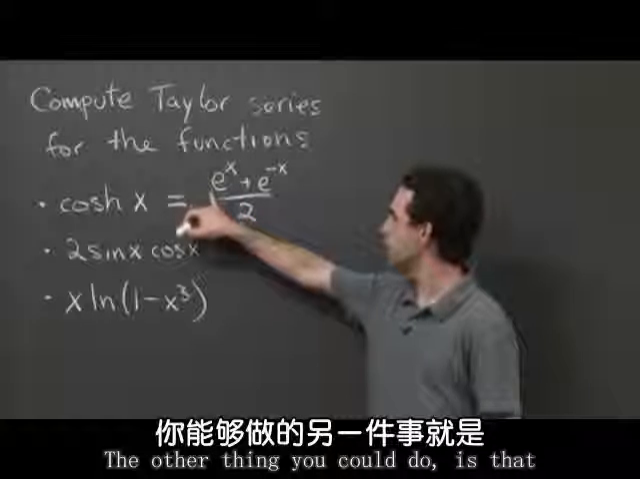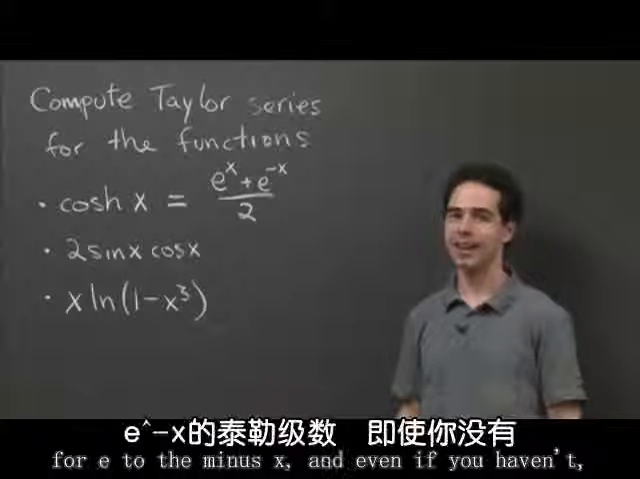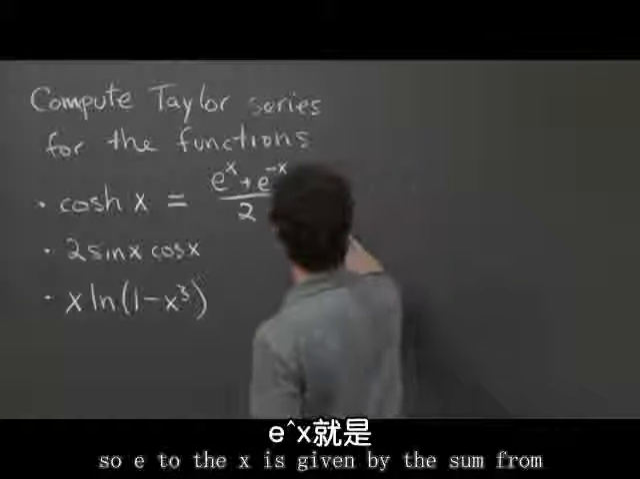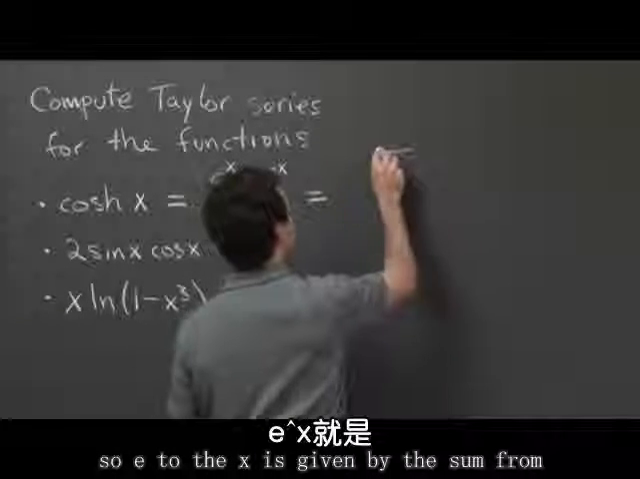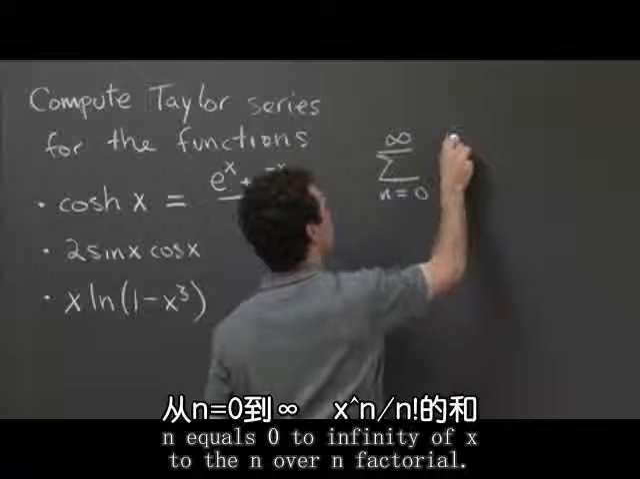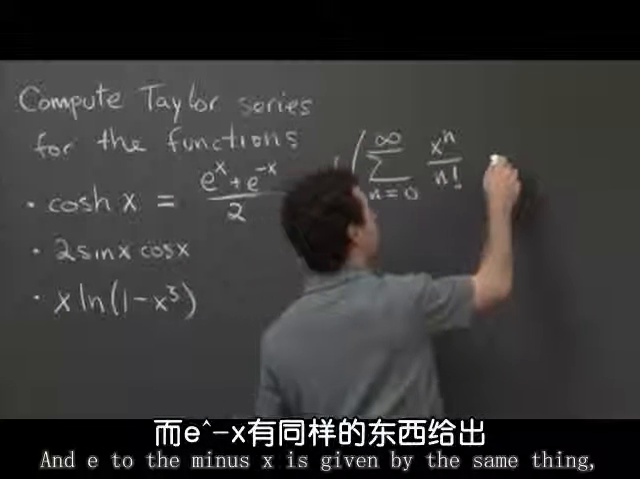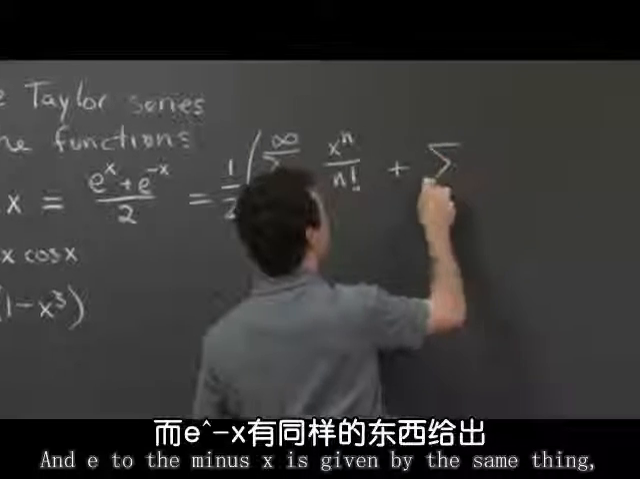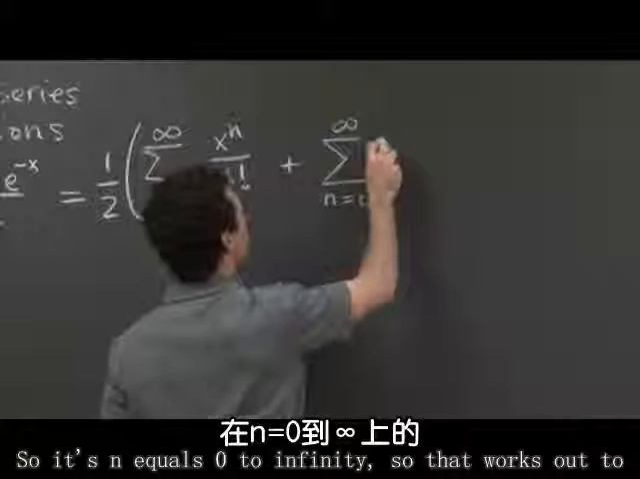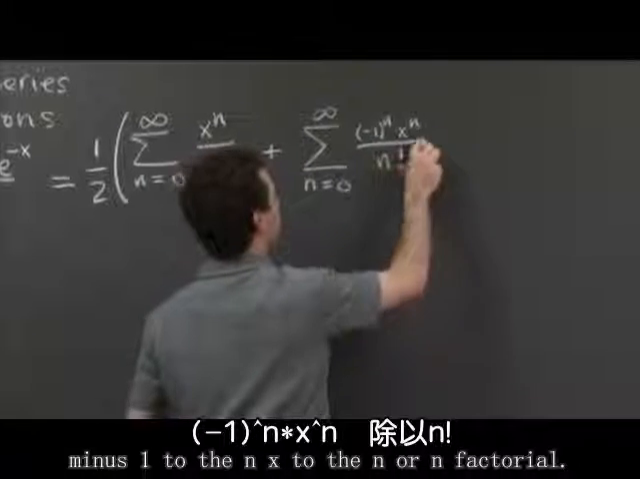The other thing you could do is that you already know the Taylor series for e to the x, and I believe you've also seen the Taylor series for e to the minus x, and even if you haven't, you can figure it out just by substitution. So e to the x is given by the sum from n equals 0 to infinity of x to the n over n factorial. I'm going to pull the 1/2 out in front. And e to the minus x is given by the same thing if you put in minus x for x. So it's the sum from n equals 0 to infinity, which works out to minus 1 to the n, x to the n over n factorial.